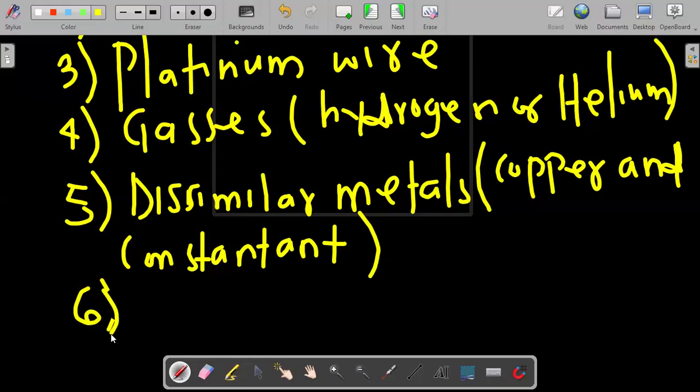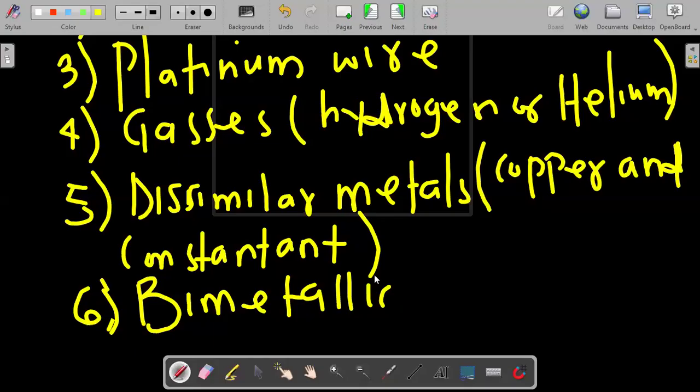That dissimilar wire, we call it a thermocouple. It's used to measure very high temperatures, beyond what the thermometer can measure. The one we use in hospital has a certain range, but the range of the dissimilar wire is very high. Then the last one, we call it bimetallic.